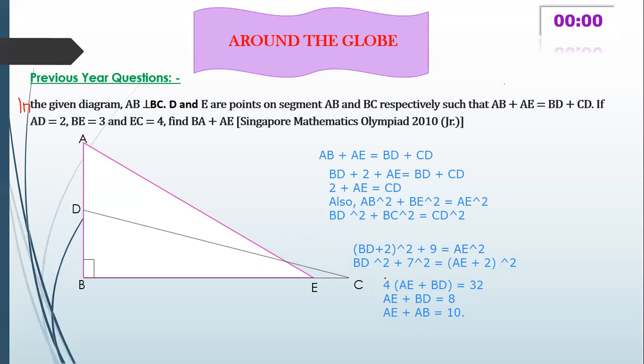And the most critical part is this transition, how I got this. Simple algebraic manipulation. What did I do? I solved these two equations. Solve these two equations, and you will automatically get: BD square will be cancelled with this BD squared, and 4 will be involved here, 4 plus 9, and 2BD, I mean 4BD, and you will get 7 square is 49, and AE square will be cancelled with AE square, and 4 will be subtracted. So 4 times (AE plus BD) equal to 32. You will automatically get it.